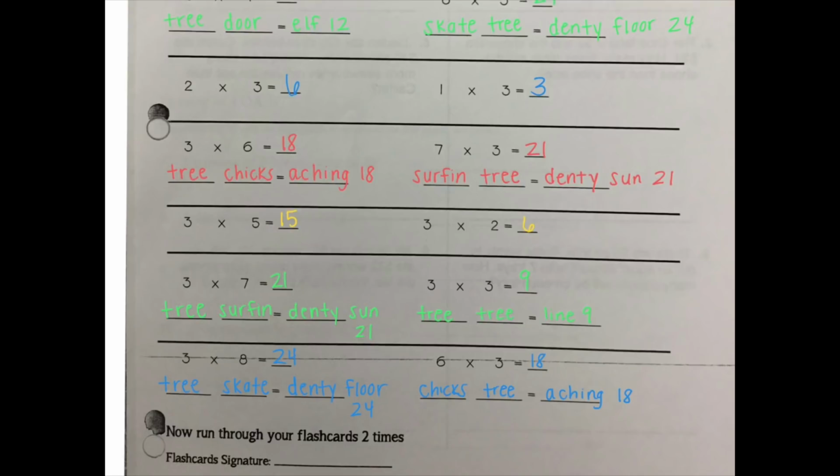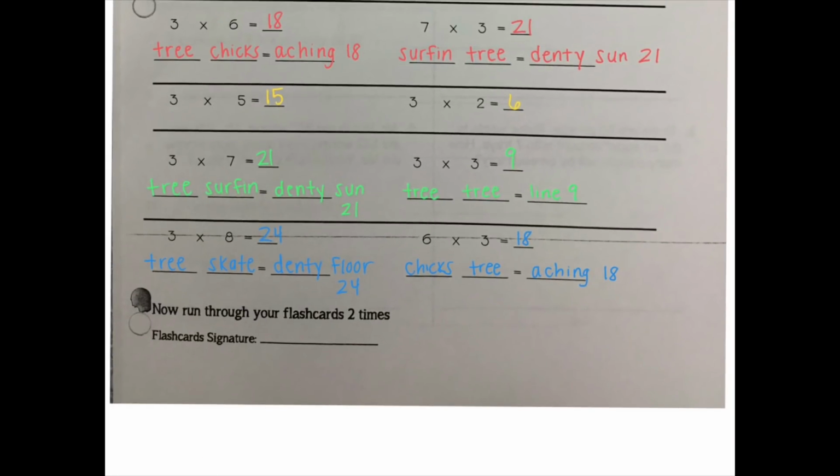All right, now that you've done this, it is your responsibility to run through your flashcards 2 times. I am going to trust you that you did this on your own. So pause the video, do your flashcards 2 times, and then you can sign your own signature. But don't lie. You have to do the flashcards twice. So go ahead, pause the video, do your flashcards.